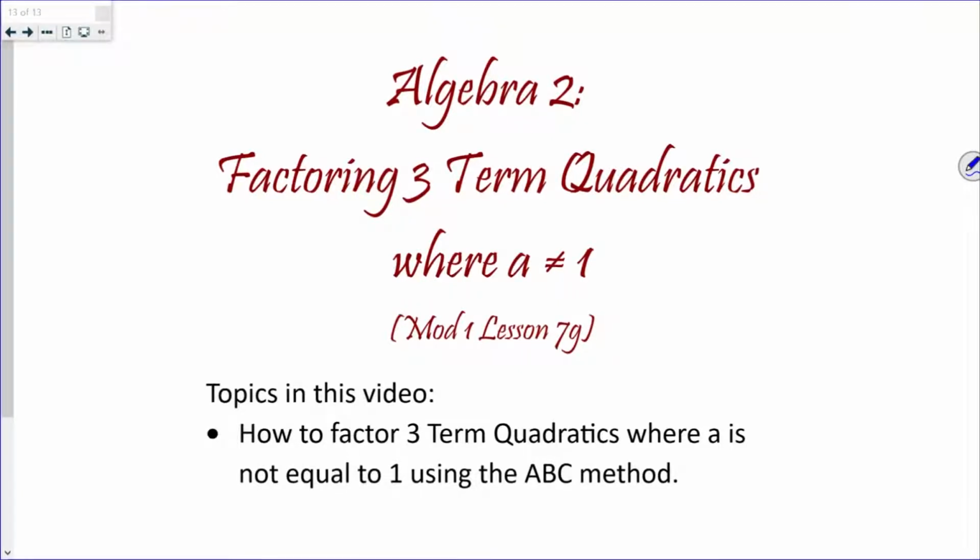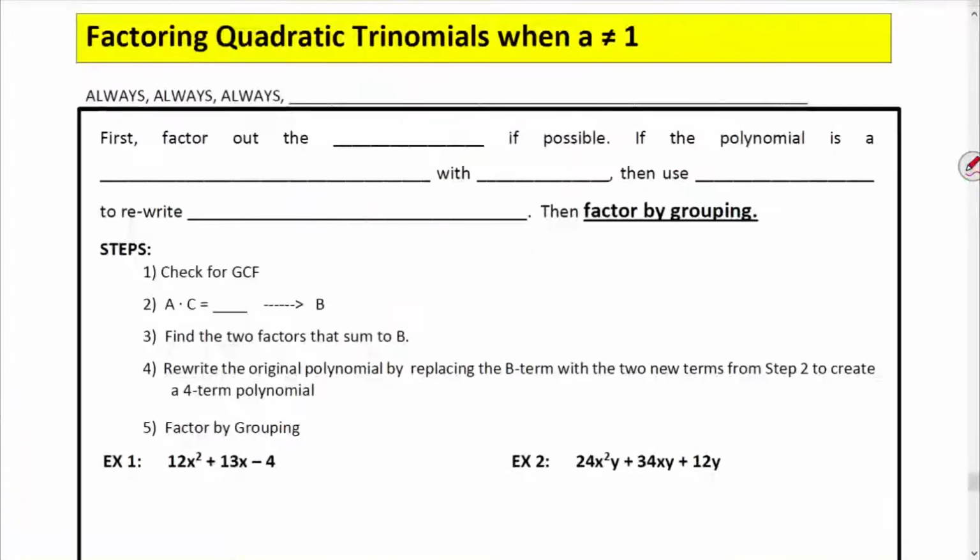This video is about factoring three-term quadratics where the leading coefficient is not 1. Let's get started. This actually is our last factoring method or tool we have to factor polynomials. We've talked about binomials, we've talked about four-term polynomials, and now we're finishing off with three-term polynomials where the leading coefficient is not equal to 1.